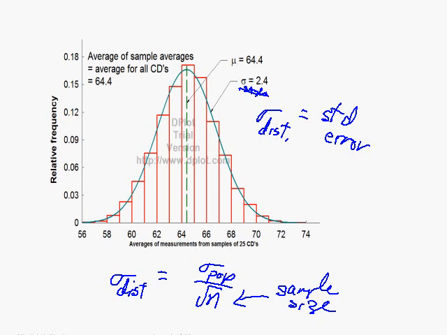So there's a relationship between the mean on this distribution curve, and that's that the mean here is the same as the mean for the population. The standard deviation here is the same as the standard deviation of the population divided by the square root of the sample size.